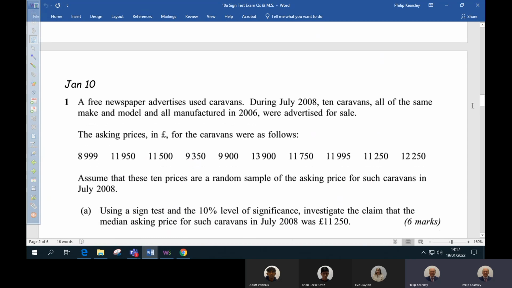Right, it's not paired. We'll do a paired Wilcoxon later on. Alright, that's what we'll do. We'll do a paired for Wilcoxon. I want you guys to have a go at a sign test here. This is two-tailed. Why is it two-tailed? Because it says test that the mean average, the median asking price was.